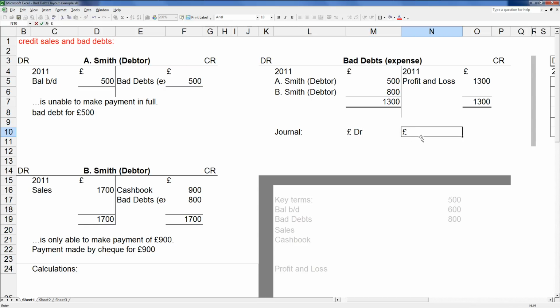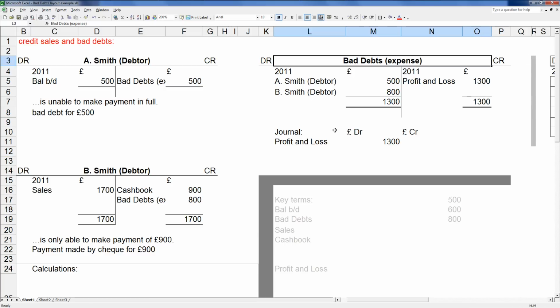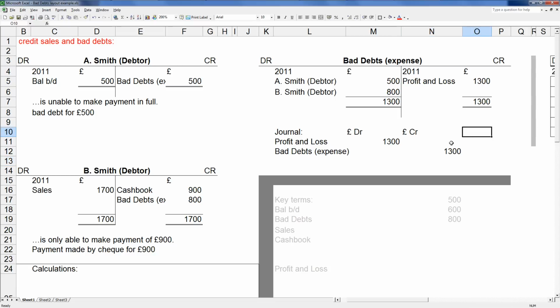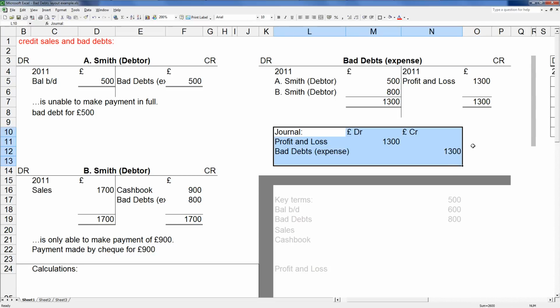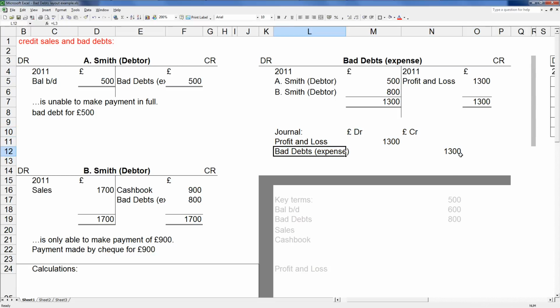Okay, so that is the journal. It just tells you what you're doing. The bad debts account is being credited because it's closing off the bad debts account. And so we're debiting the profit and loss. And the rule is a debit to the profit and loss indicates an expense. Any debit entry there is on the credit side of the bad debts, but this detail tells you where you're debiting in this case. And obviously, look at the opposite: any credit entry to the P&L would indicate a revenue.